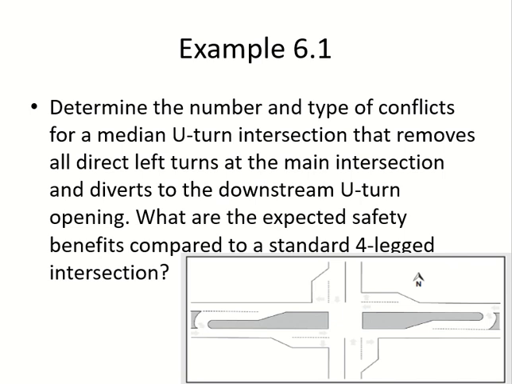Okay, so you get it? The U-turn median is doing what? It is eliminating these conflicts, the crossing conflicts. And obviously when this left turning vehicle will go to the other side, it will have merging as well, right? So that merging is also gone.